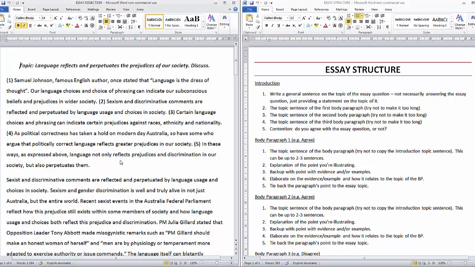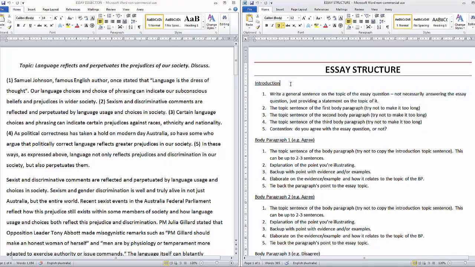So firstly we're going to look at the introduction. So the essay topic is: language reflects and perpetuates the prejudices of our society. Discuss. This is a great topic that I feel you could write a lot on, in particular with sexism and racism as well as political correctness. So I highly urge you to do this essay yourself if you get the chance. So let's have a look at the essay structure introduction here on the right.